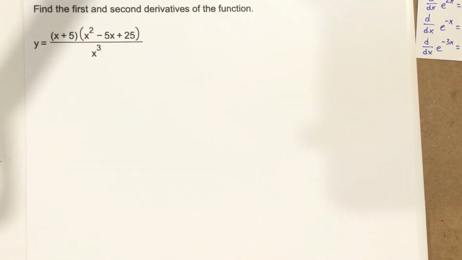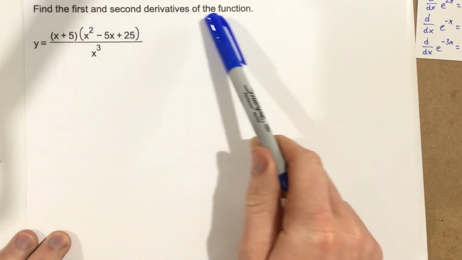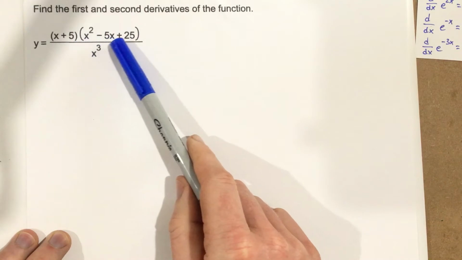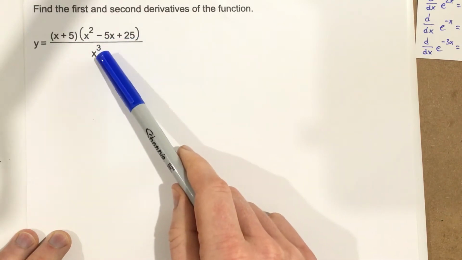This is problem number 14 for section 3.3. In this problem it says find the first and second derivatives of the function y equals (x plus 5) times (x squared minus 5x plus 25) over x cubed.